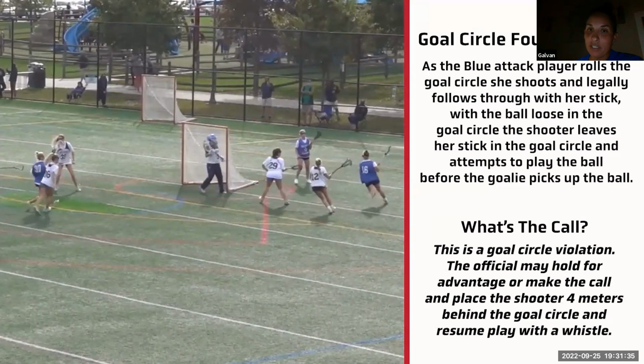So let's remember, yes, she can follow through, but once that ball's inside that goal circle, she can't attempt to pick it up and play it, okay? So yes, there is a goal circle violation there. The setup would be that blue player would go 4 meters behind that goalie and it would be a whistle start. Okay.